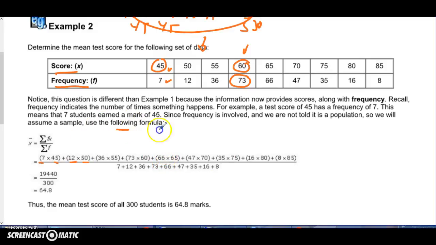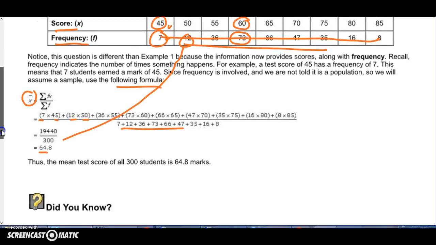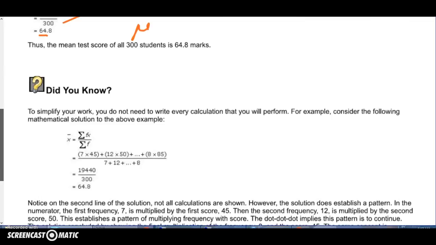Now, in this case, you're not told what the total is, so if you want to find the frequency, that's what's happening here. There are 7 here, 12, add all these up, and you get, what, 300 here. So all this 300 is the number of people that have taken the test, okay? And there's your mean, okay? So again, it's sample, so it looks like this. If it was a population, the only difference would be this: you would have a big N again instead of a small n when you do the work.